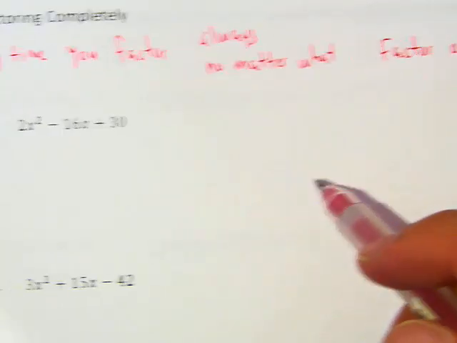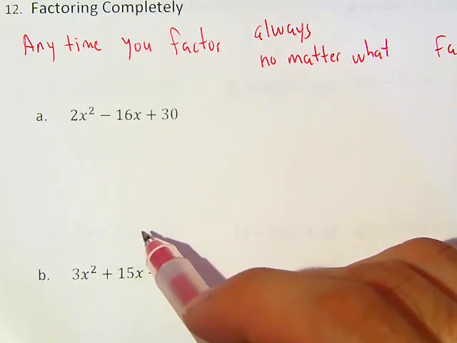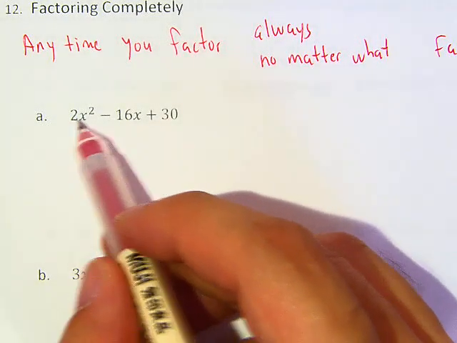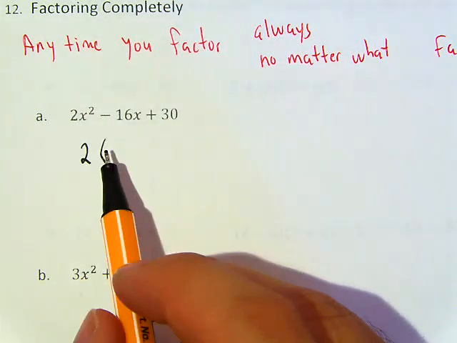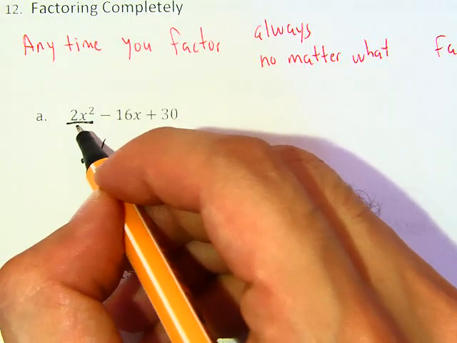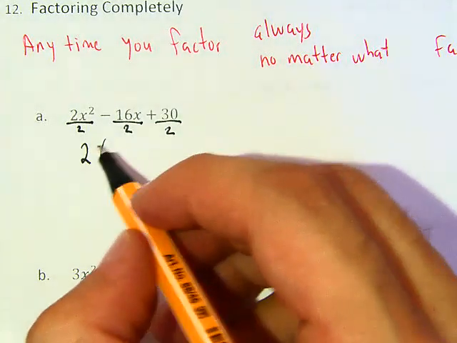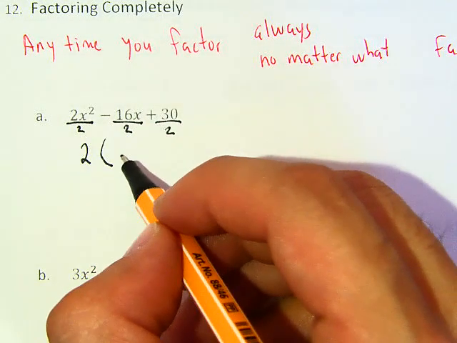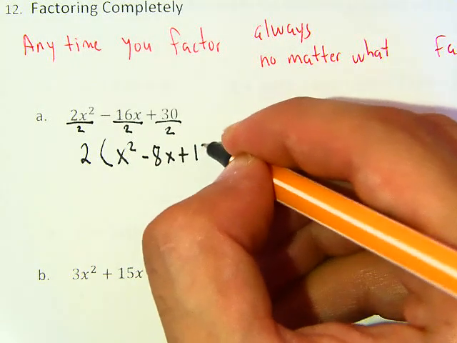What's the reason for that? So let's take a look at this. Is there a GCF within this that we could factor? And notice that the GCF for this is 2. So if I were to factor out a 2, remember, what am I going to do with that 2? I divide each term by 2. And then what happens when I divide each of these by 2? I get x squared minus 8x plus 15.